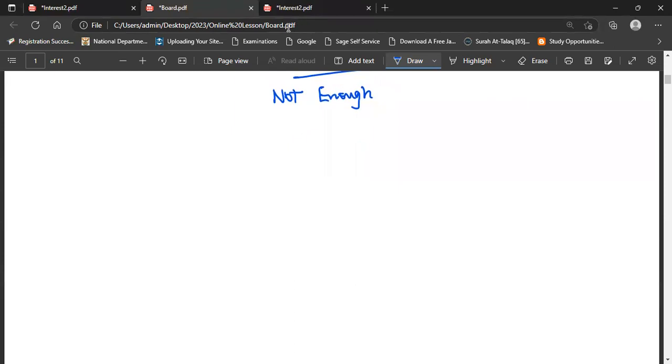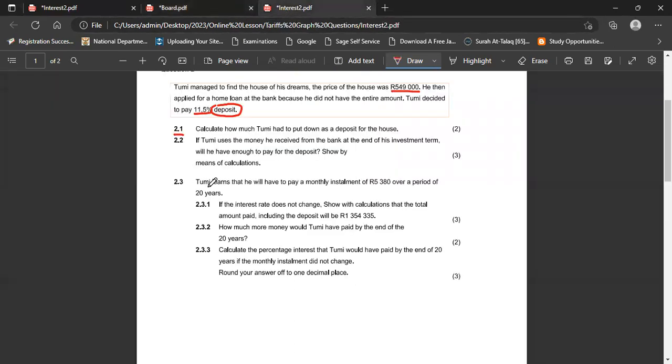Question number 2.3, that's where we are going now. Take note of that. 2.3. Tumi learns that he will have to pay a monthly installment of 5,380 over a period of 20 years. If the interest rate does not change, show with calculations that the total amount paid, including the deposit, will be 1,354,335 rands. All right, let's do that.